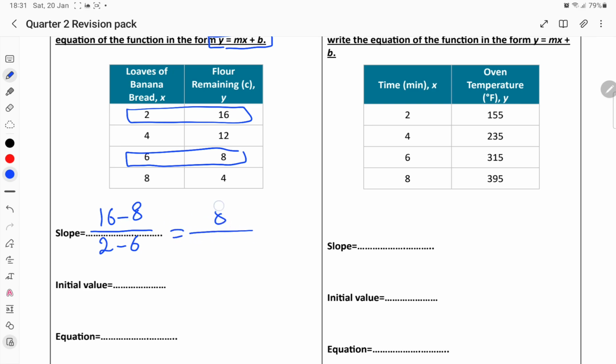What is 16 minus 8? Bravo, 8. 2 minus 6, negative 4. Divide. 8 divided by 4 is 2, but take care, it is negative. So the slope is negative 2. What is your equation? y equals mx plus b.